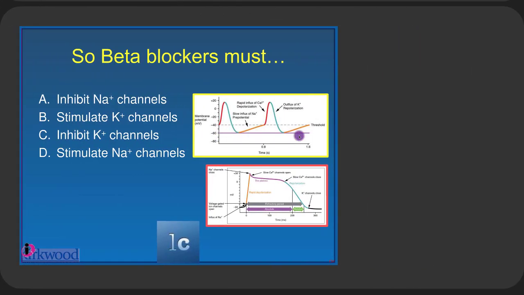I go with a potassium channel angle still because it's a little bit easier to see that if you have a beta blocker, it slows down the ability of potassium to leave the cell, and that stretches out the action potential and slows down heart rate.